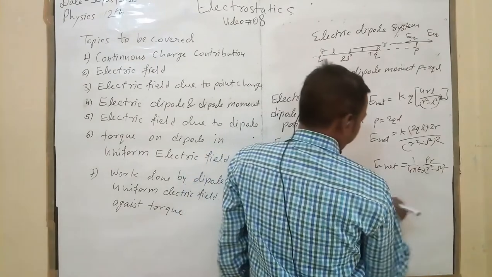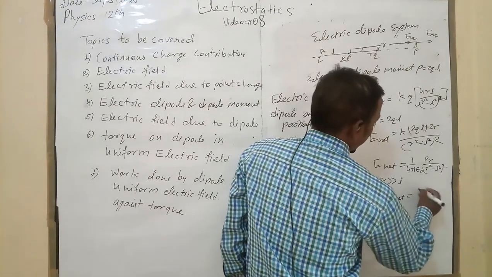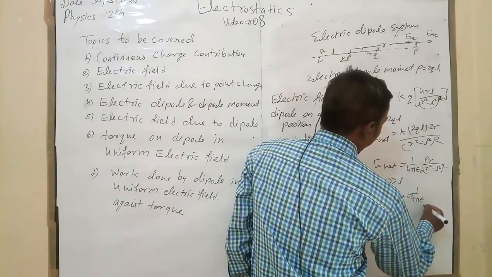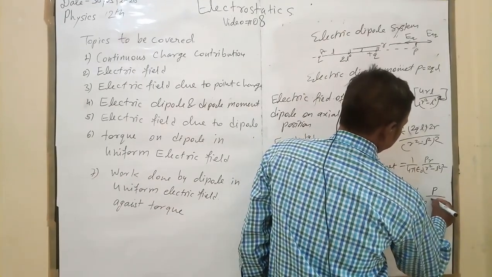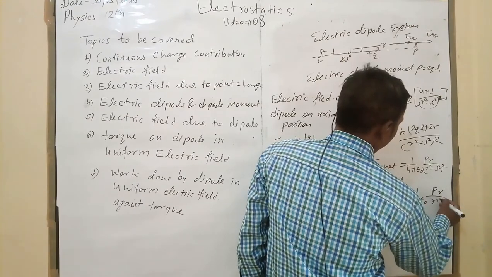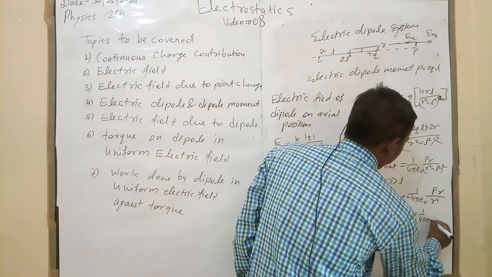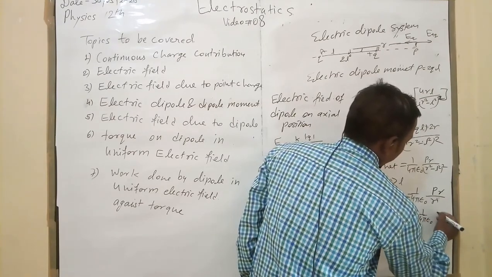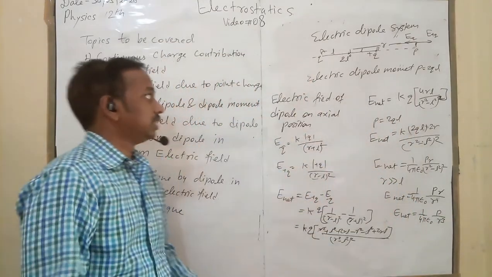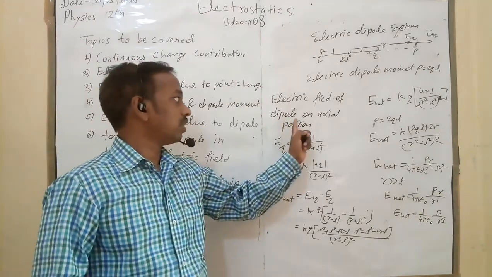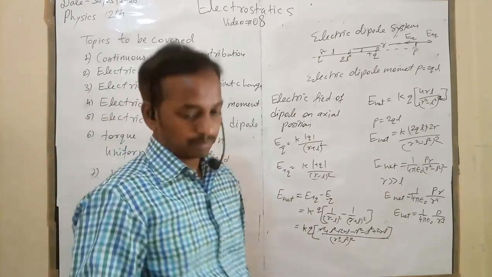So if R is much more than L, then E net equal to 1 upon 4 pi epsilon naught 2P upon R cube. That is the final expression of the electric field of a dipole on axial position. Now see the electric field on the equatorial position, another position.